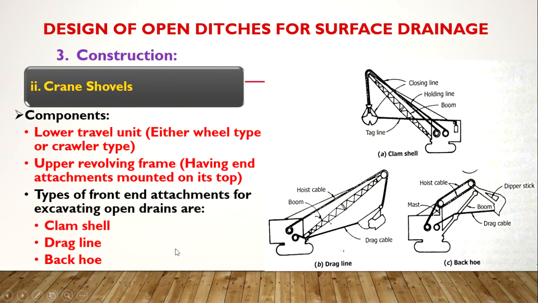The drag line is another important thing. The drag line has a bucket shaped structure at its end, and there is a hoist cable here. This is attached to the tractor and the tractor is moved. It is dragged along the surface. While dragging, this bucket is filled with soil and it can be removed to the sides.